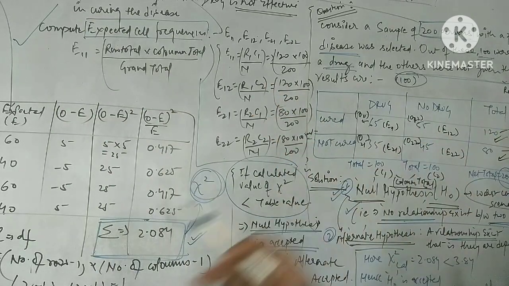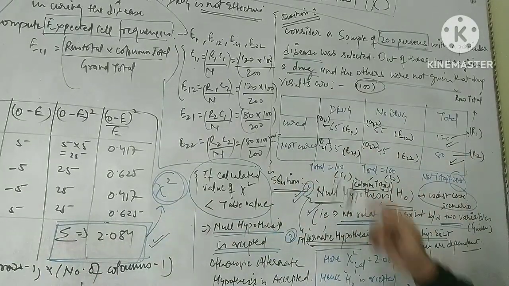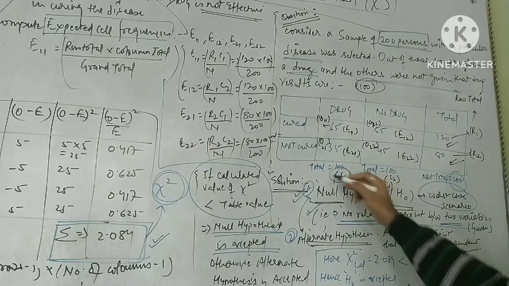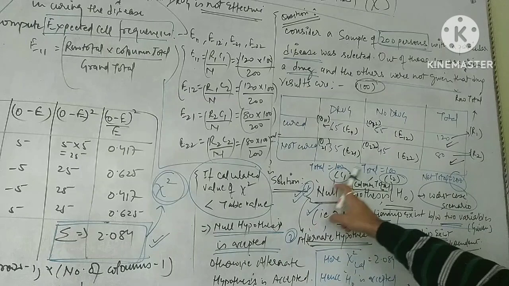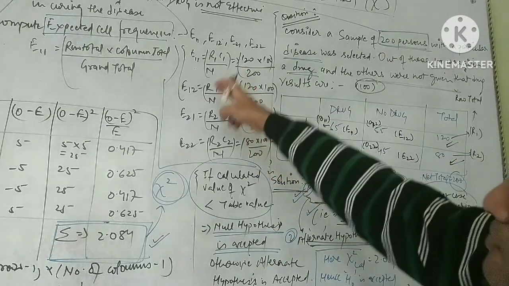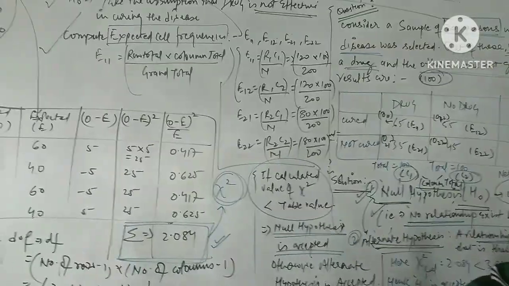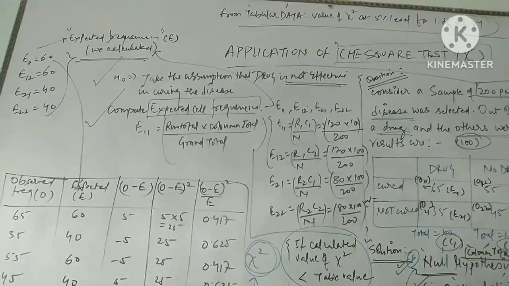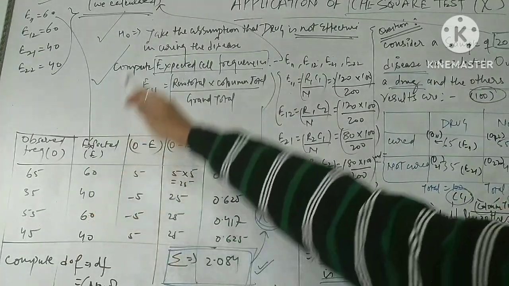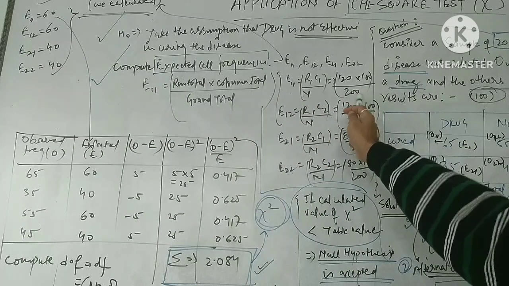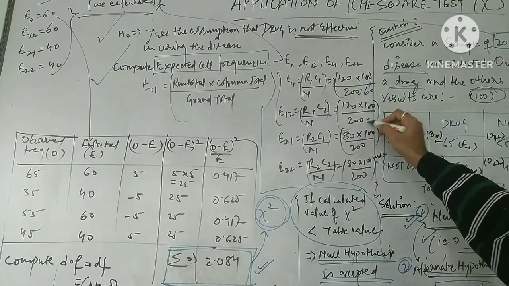This is R1, this is R2, this is C1, and that is C2, and we compute the expected frequencies there. For each expected frequency, I have tabulated the data and written it in that form. You can easily see, for 65, we have E11 arrived at by this calculation. This arrives at 60. This also arrives at 60.